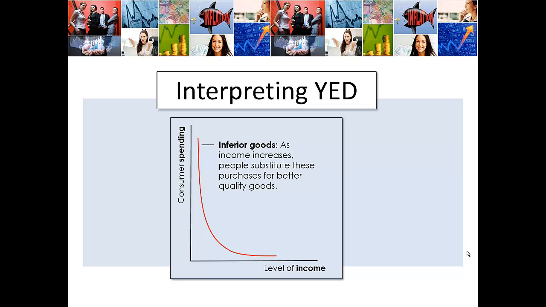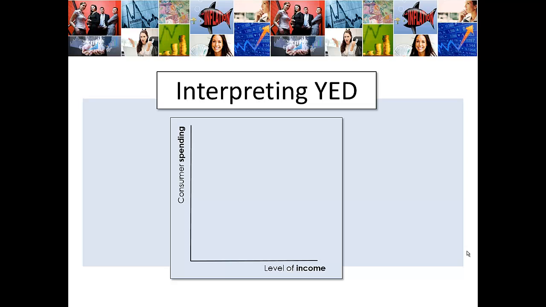And our very funny looking inferior goods, as the level of income increases, consumer spending on these types of goods decreases. People are switching away and purchasing other goods that they prefer to buy as their incomes increase.